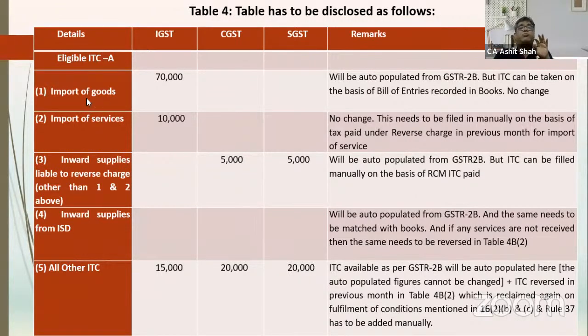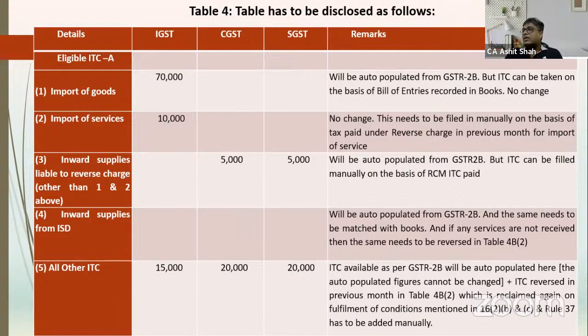Here, this figure will be auto-populated from GSTR-2B. Whatever import duty we have paid would be captured from the customs portal, and that would go into 2B, and on that basis the data would be auto-populated. This ITC can be taken on the basis of bills of entry recorded in the books of accounts. So this table would not be a static thing, but an editable thing. If due to some reason bills of entry are not reflected on the customs portal, then on the basis of the bill of entry which is with you, you can amend this field, that is import of goods, and take the credit for the same.